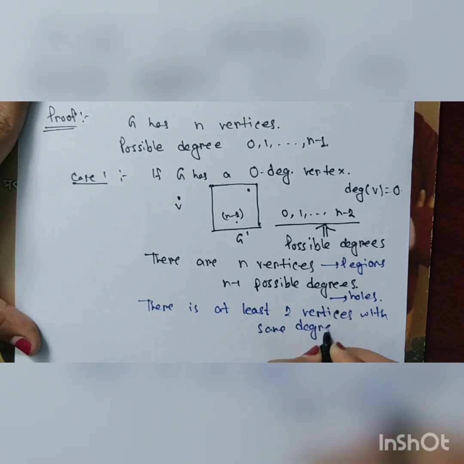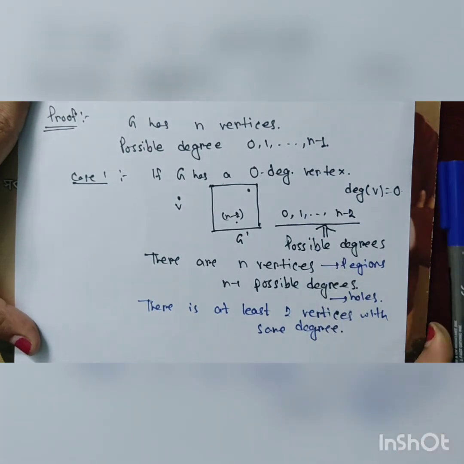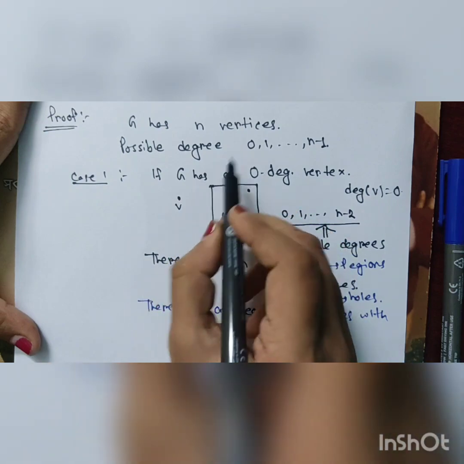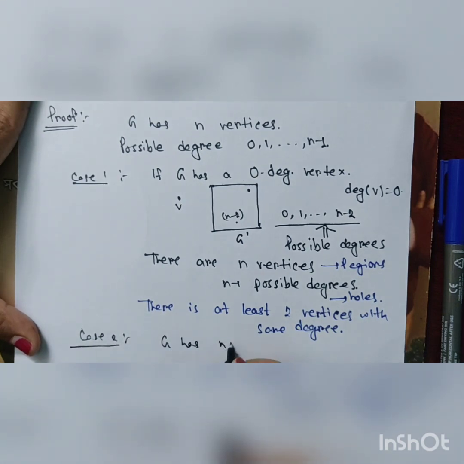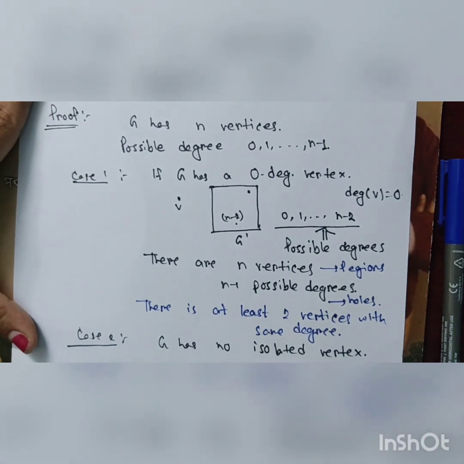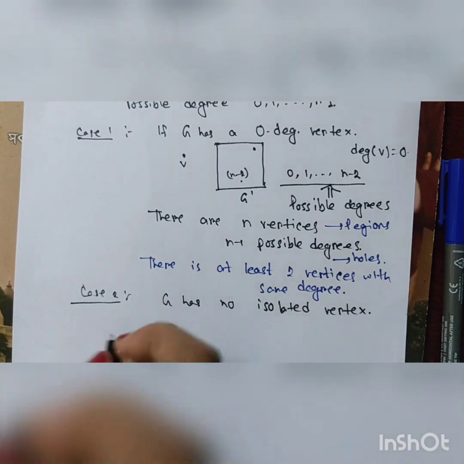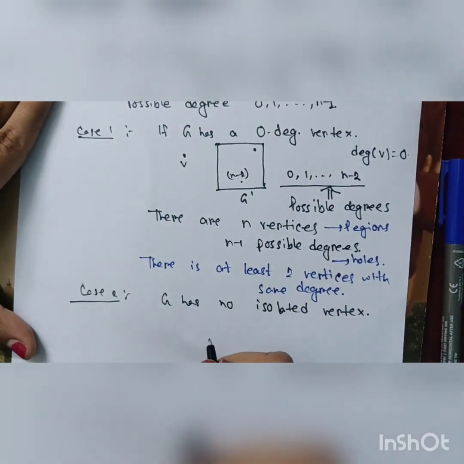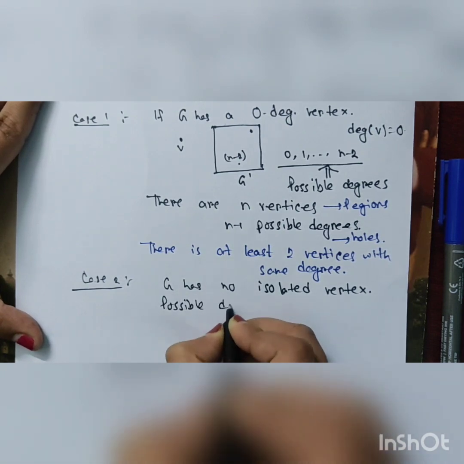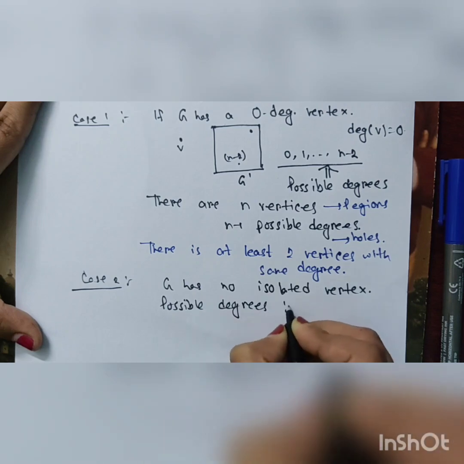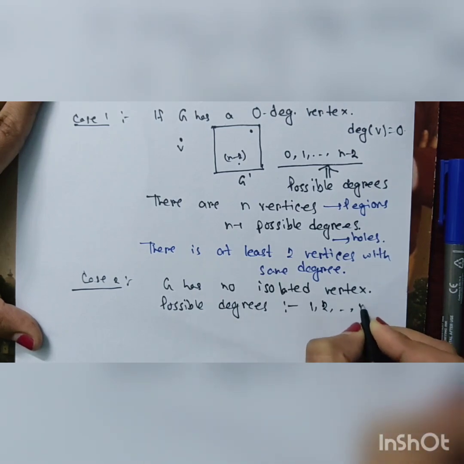Now we have to consider another case, which is that G has no 0 degree vertex. So case 2 states that G has no 0 degree vertex, that is, no isolated vertex. Then what are the possible degrees? The possible degree cannot be 0. So in that case the possible degrees are 1, 2 up to n minus 1.